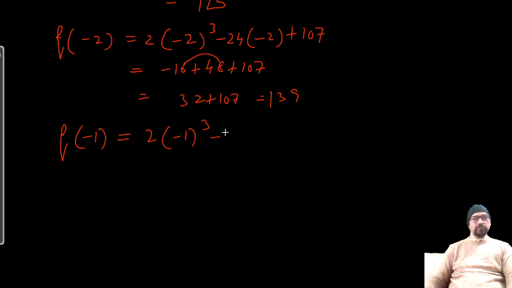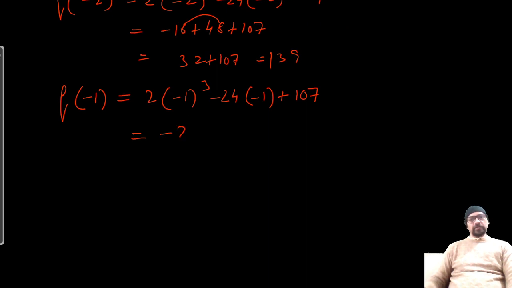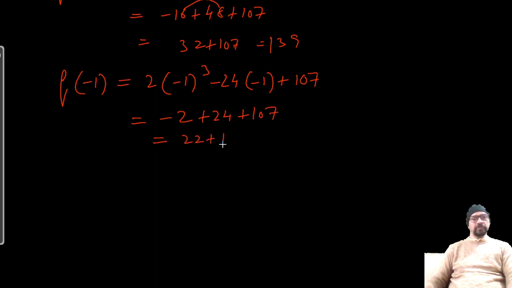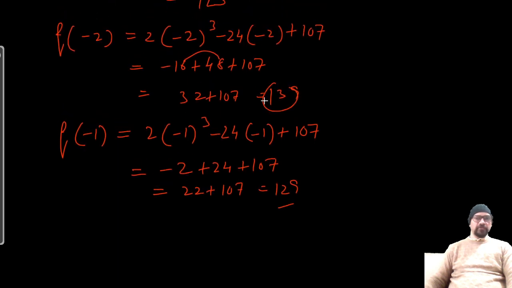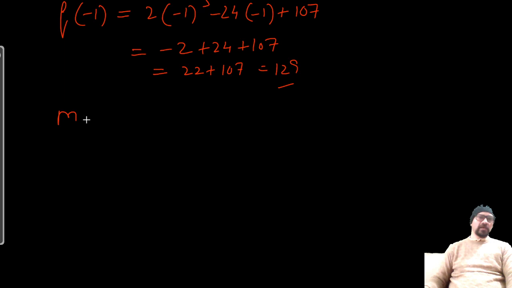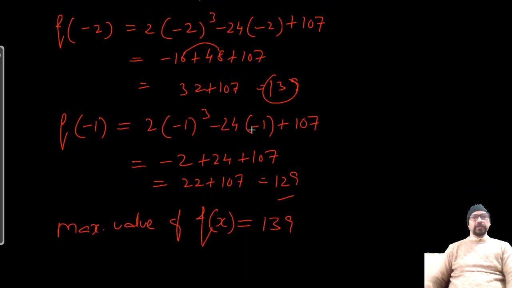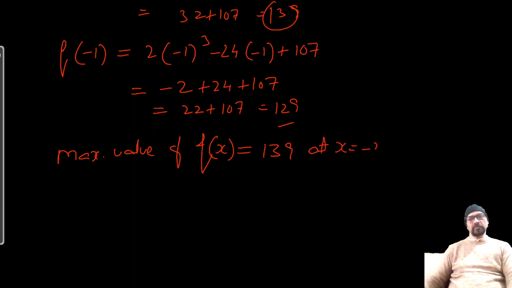And the last one is to find the value of the function at negative 1. So 2 into negative 1 cubed minus 24 into negative 1 plus 107. So this is negative 2 plus 24 plus 107, which is 22 plus 107, which is 129. So the maximum value of the function is 139 at x equal to negative 2, which belongs to the interval negative 3 to negative 1.